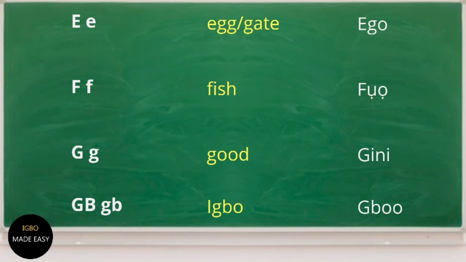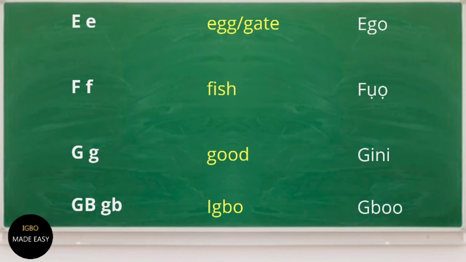The next one we have is gi. Gi is the regular hard G sound in English, as in good, go, you know. The regular hard G sound in English is the same sound as the gi in Igbo. An example of this is gini. We've treated question words in Igbo. Gini is what? So you see that hard G, good, gini, that is it.